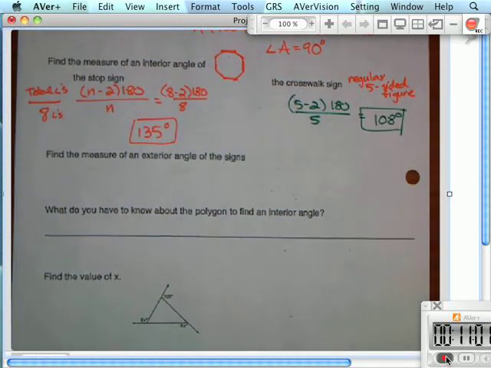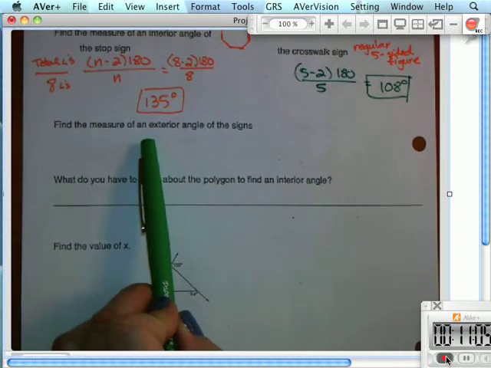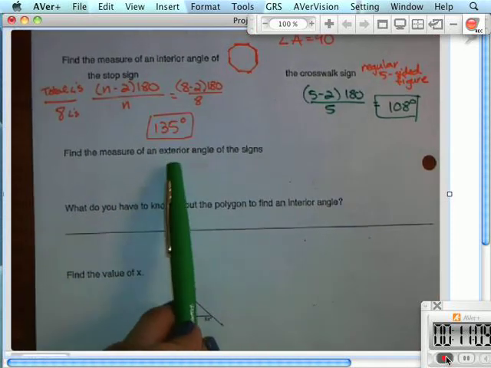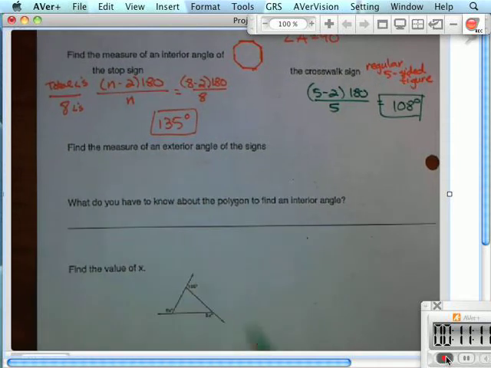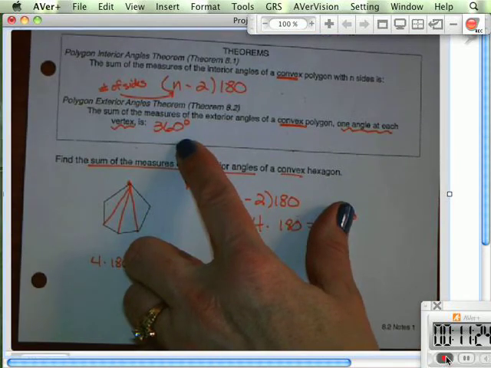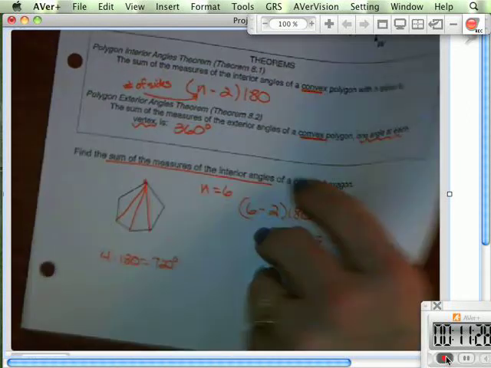Yeah? Okay, we're gonna switch gears. We were talking about interior angles, now we're talking about exterior angles. What did I say about the exterior angles? I showed you that picture of any polygon that adds up to what? 360. Exterior angles add up to 360.